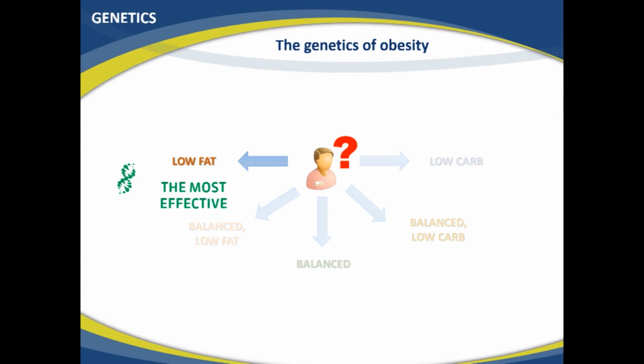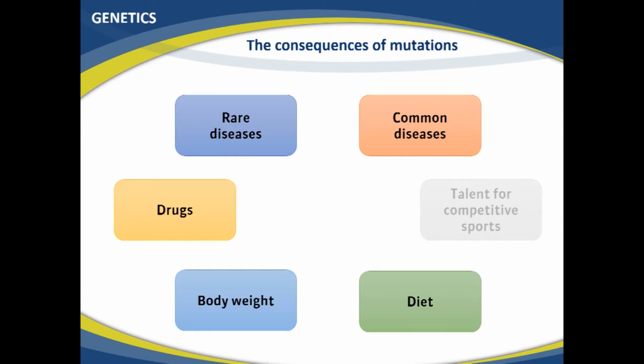Some people gain more weight from carbohydrates, others do not. So really we can find out how your body's built, how much of each of these substances is absorbed. And we can find out from a genetic test what is most effective, low fat, low carb, and so on. So this is body weight.